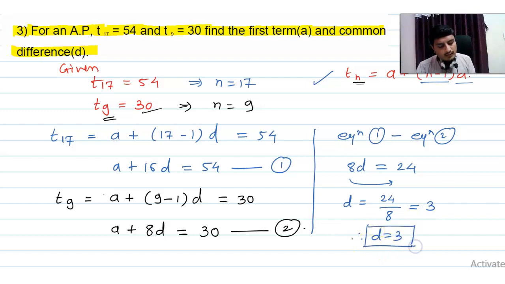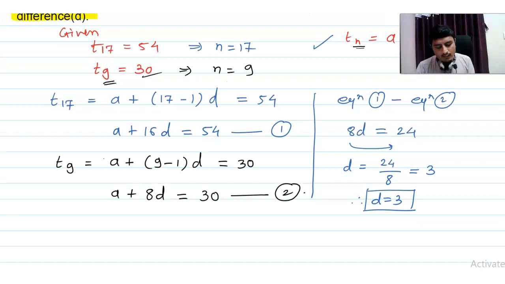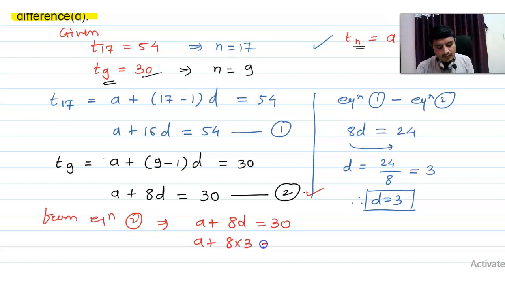Now to evaluate the value of a, what shall we do? Let us put d equals 3 in any one of the equations, 1 or 2. Equation 2 is the simplest equation, so we are choosing equation 2. From equation 2, once we replace d by its value 3, we are getting a plus 8 into 3 equals 30. So 8 3s are 24. So a plus 24 is equal to 30.